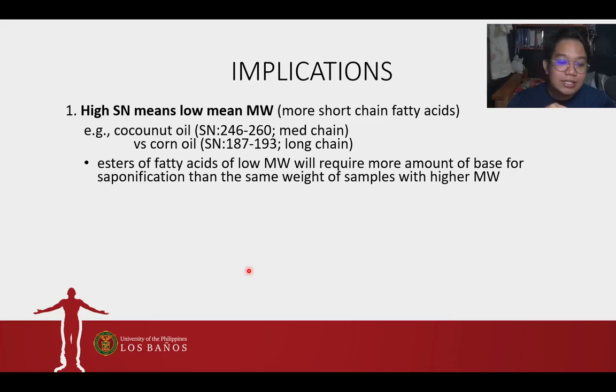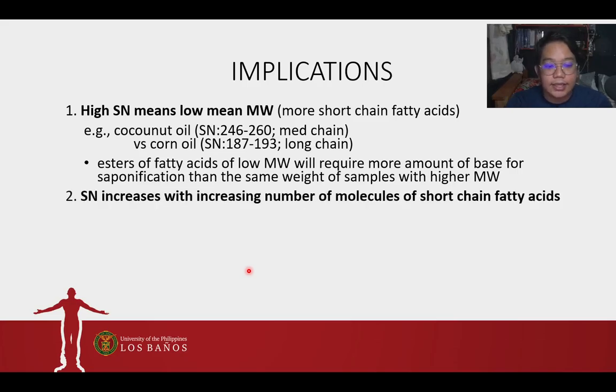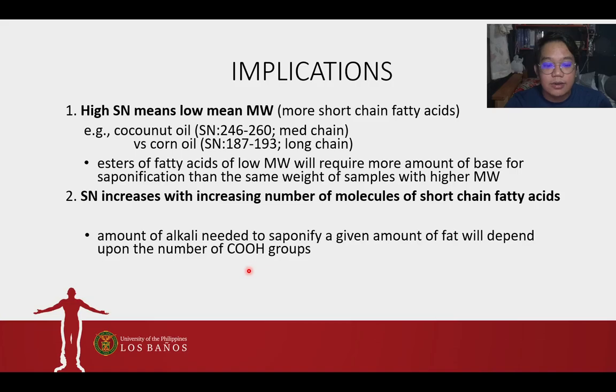So, as mentioned here, esters of fatty acids of low molecular weight will require more amount of base for saponification than the same weight of samples with higher molecular weight. Okay, this is our second implication. So, the saponification number increases with increasing number of molecules of short-chain fatty acid. As mentioned earlier, there are more carboxylic groups available for saponification. So, yun.